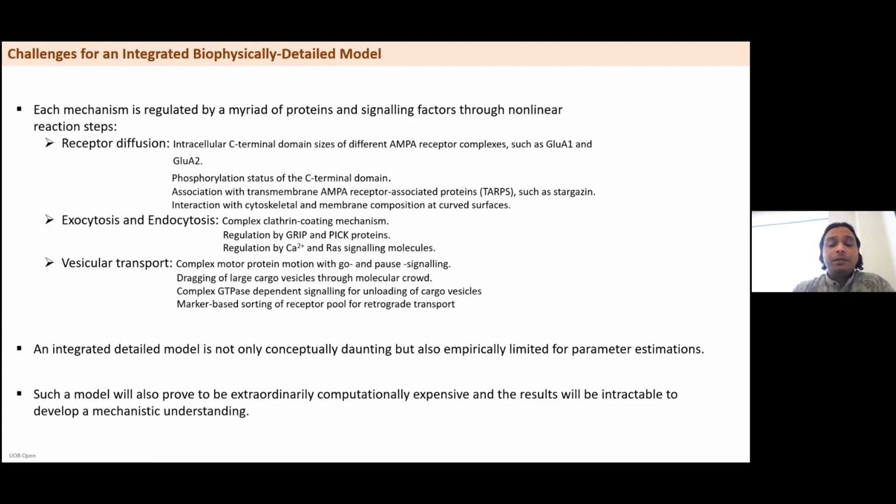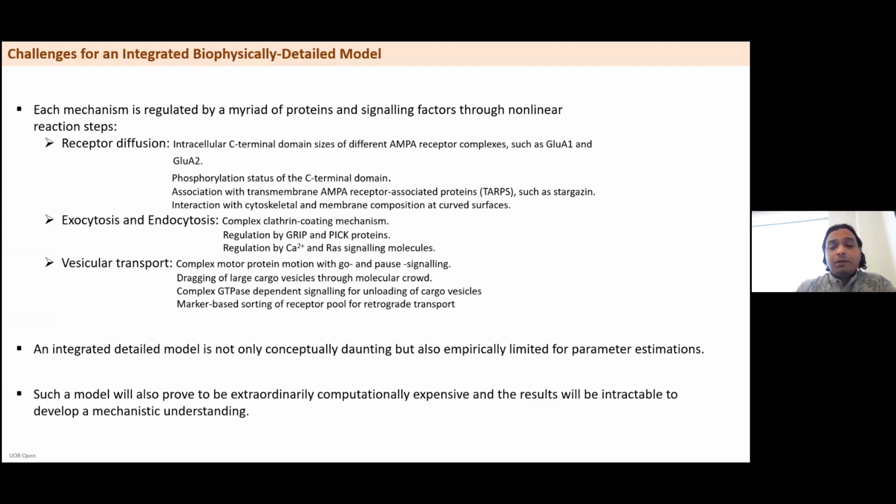For instance, even the simplest case, receptor diffusion, is very much affected by the size of the intracellular C-terminal domain of different AMPA receptor complexes, the phosphorylation status of the C-terminal domain, and the association of the AMPA receptors with TARP proteins such as stargazin. So thinking about an integrated detailed model is indeed daunting, as well as limited from the point of parameter estimation, because many of the details we still don't know from the experimental point of view.